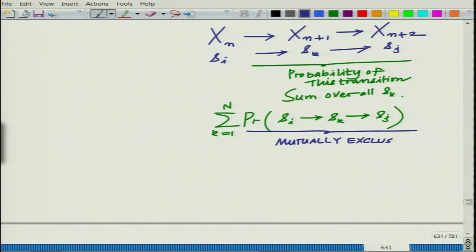So, if you look at it in terms of probability theory, these are mutually exclusive, in the sense that if you go from Si to Sj through S1, and if you go from Si to Sj through S2, these two events are mutually exclusive, their intersection is 0. And they are exhaustive, because you have to go from Si to Sj through at least one intermediate step in between. So, they encompass the complete sample space.